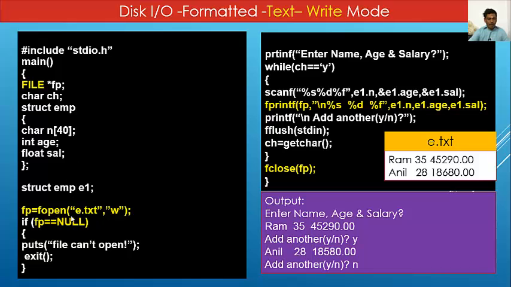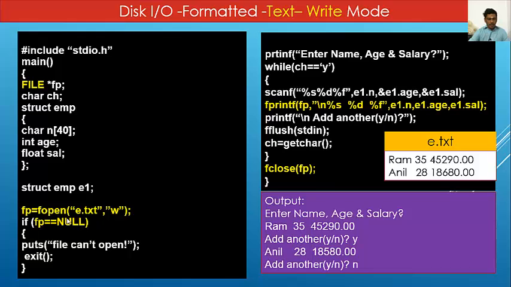fp equal to fopen of e.txt comma w. Now we open the file e.txt in write mode, because we want to write some data into it. It creates a file in the hard disk, and it also makes a stream between the hard disk and RAM memory. That RAM memory address is returned here, then that address is assigned to fp. The condition fp equal to NULL is false.